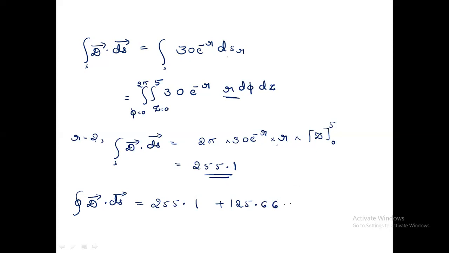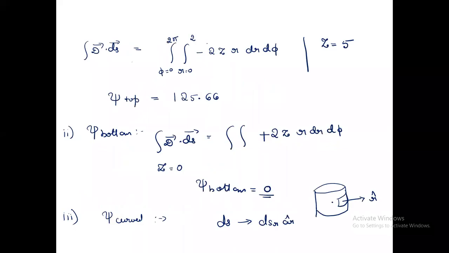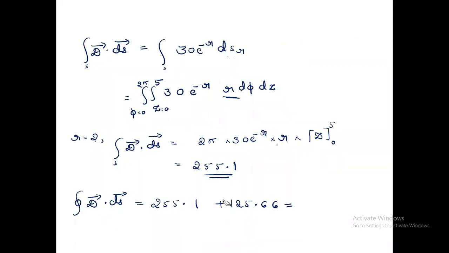So this one will be, see, I left a sign here, I guess. Just a minute, let me go back. See, there was a minus sign. I just left that. I'll write it here. Okay, so in a similar way, I'll write a minus here as well. So this equation changes to 255.1 minus 125.66. So the answer is 129.4. Okay, so this is the overall flux.